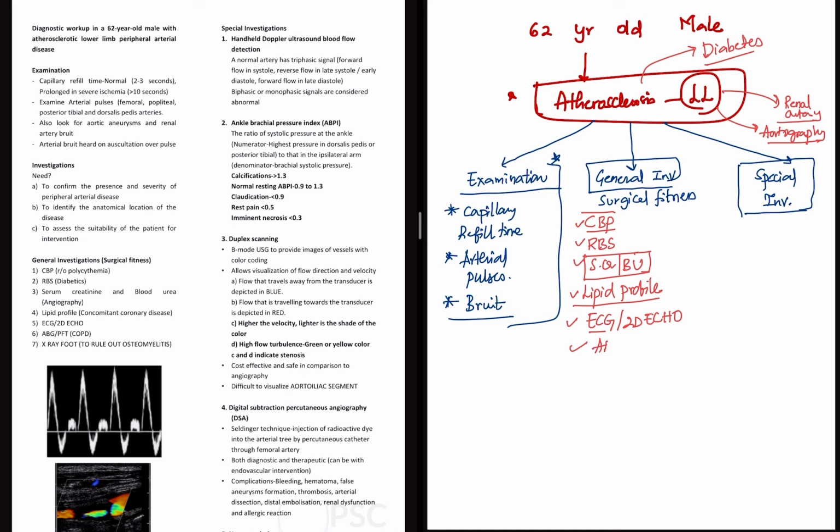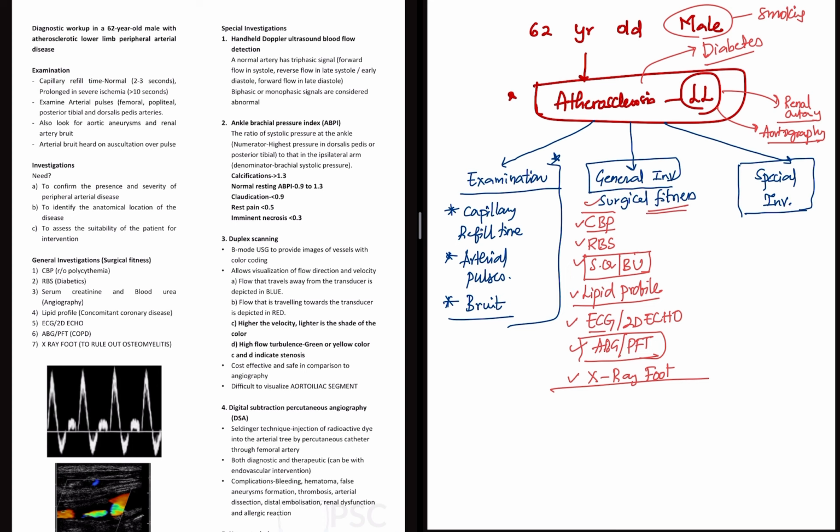We have to do ABG and PFT to check for the surgical fitness status, because concurrently these males might also be smokers, because smoking is a risk factor for atherosclerosis. We have to check for the lung status, whether the lungs are fit enough to undergo surgery. And finally, we also need to do an X-ray foot to look for gangrenous changes. So these are the general investigations, and also tests for surgical fitness which are commonly done.